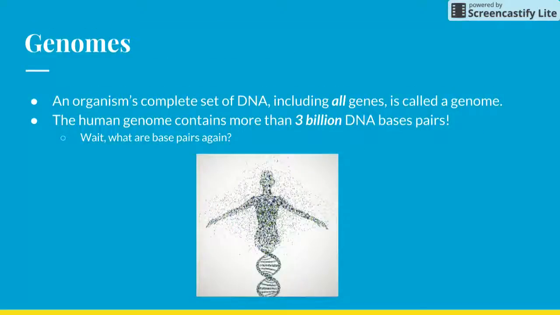An organism's complete set of DNA, including all genes, is called a genome. The human genome contains more than 3 billion DNA base pairs. Do you all remember what base pairs are? Can you give an example? I hope you said something like A and T or G and C.